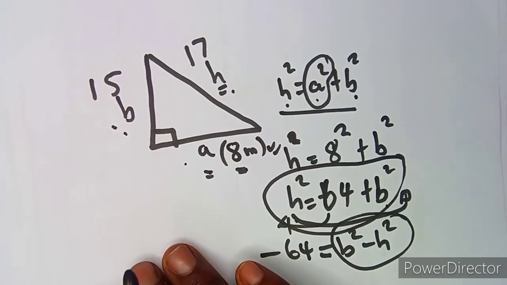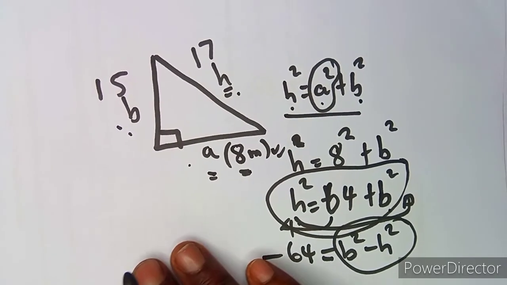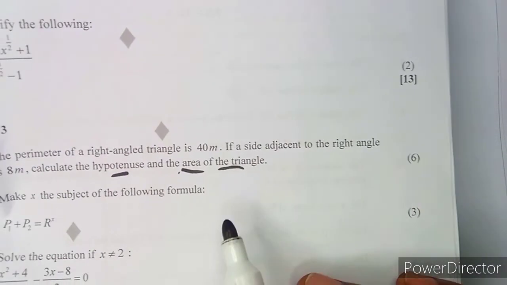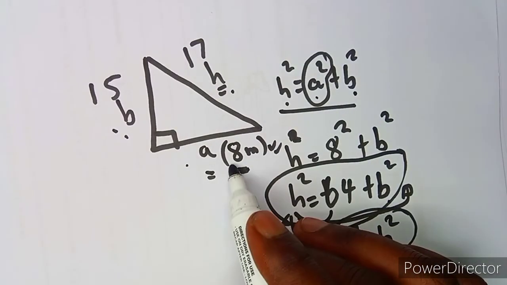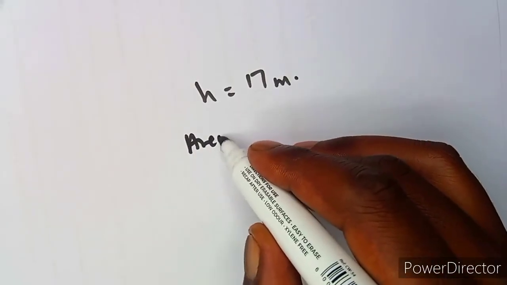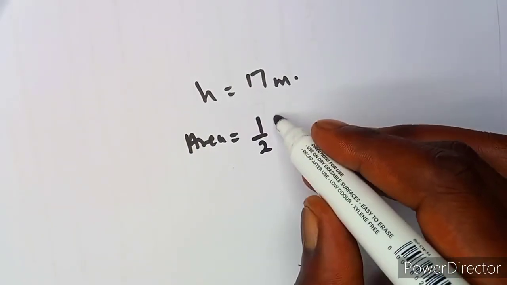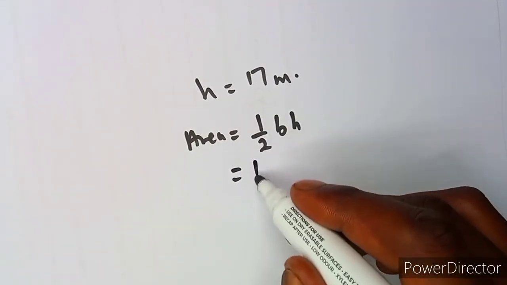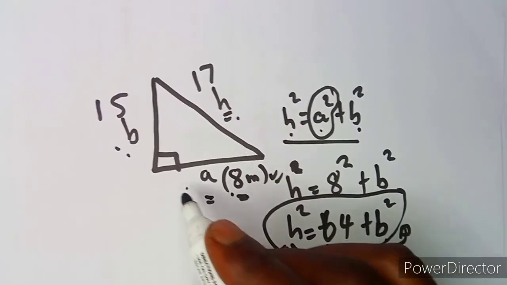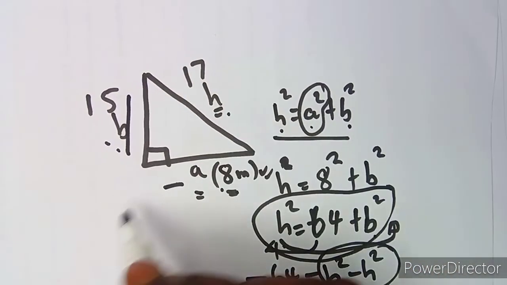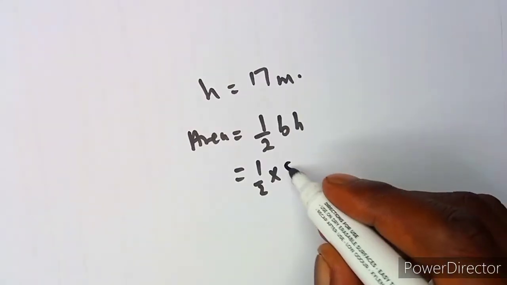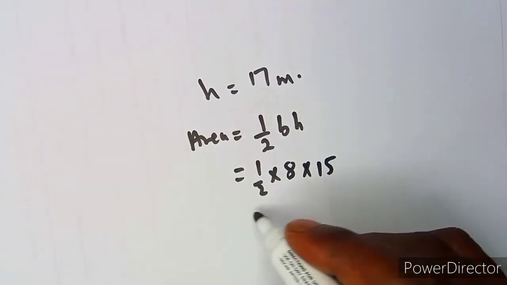The second part is the perimeter, and we said perimeter, sorry, it's not perimeter, but the area of the triangle, which is a right angle triangle, of which you know that the area of a right angle triangle is half BH, half base by the perpendicular height. This is the base and that's our perpendicular height. So we have a base of 8, perpendicular height of 15, so it's going to be half of 8 by 15. So that's what we had.